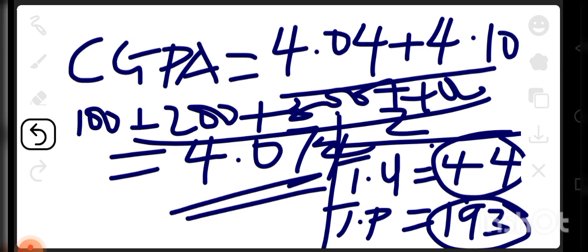Or some people still do it like this. They will just add all the points together, although I don't think they will do that in most schools. No, that will not be possible. Any other way you can do it is just this one I just showed you. So this is how you calculate CGPA.